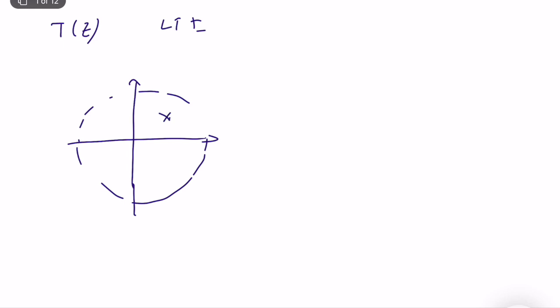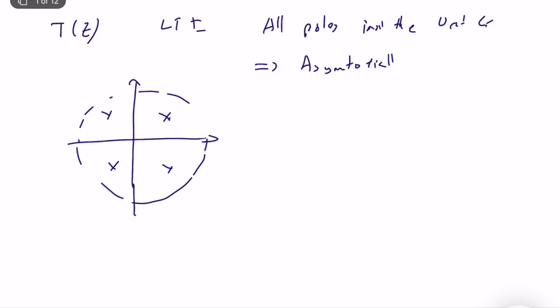If all of the poles of a transfer function are located inside the unit circle, which means that the magnitude of the poles are all less than 1, we know that the system is both asymptotically stable and BIBO stable. BIBO stability is bounded input, bounded output, which means that for any kind of bounded input applied to the system, the output will also be bounded.